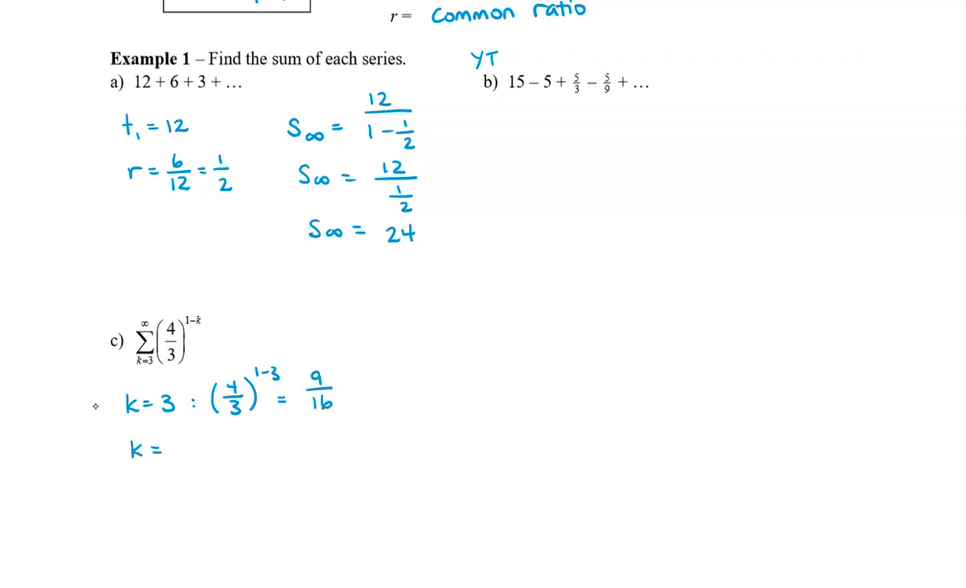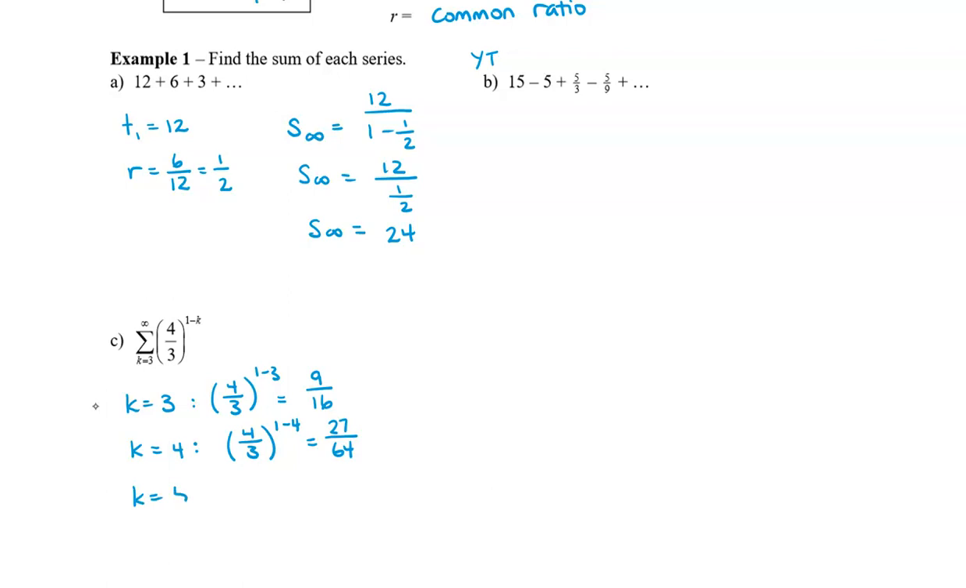Okay, next we have k equals 4. So we have 4/3 to the power of 1 minus 4. So this exponent is negative 3. To make the exponent positive, again, we flip it. So it'll be 3 over 4 to the power of 3. So this will be 27 over 64.